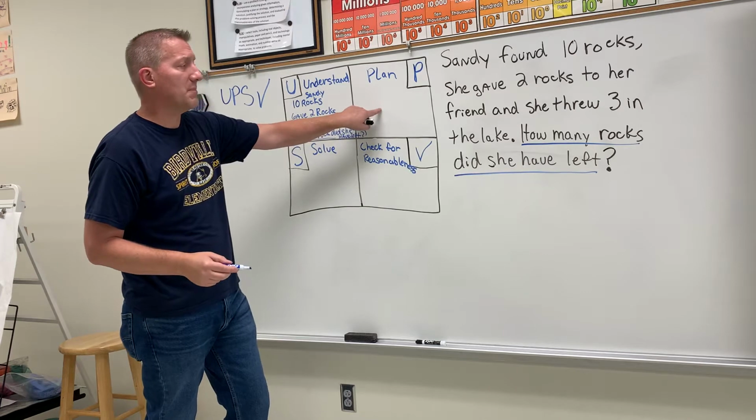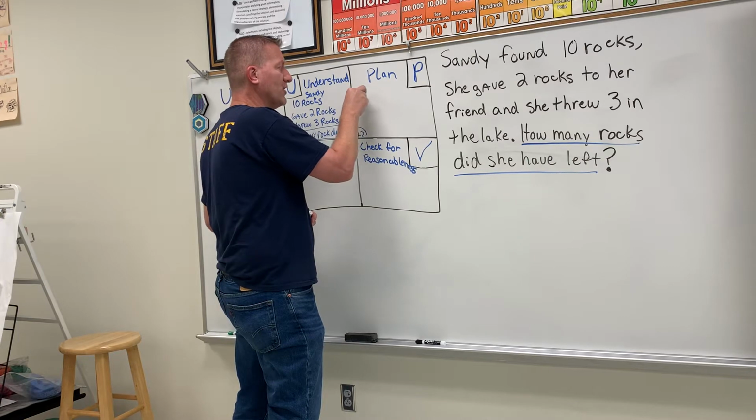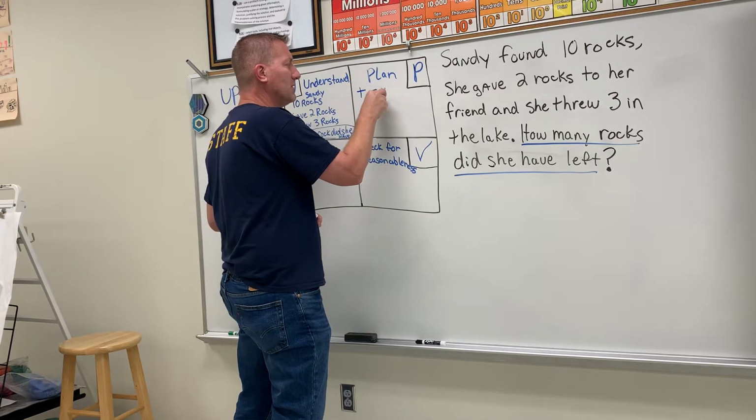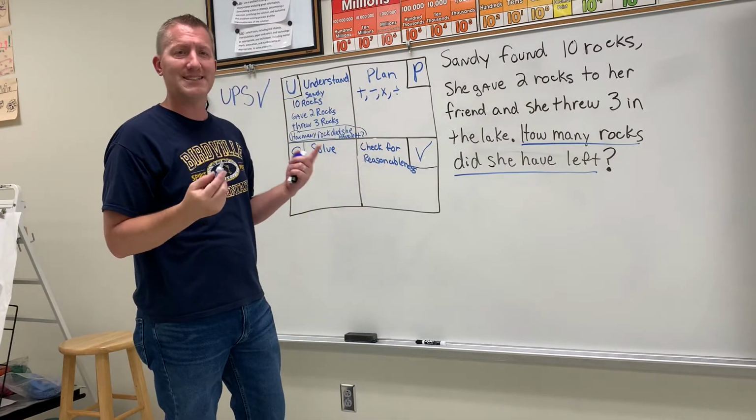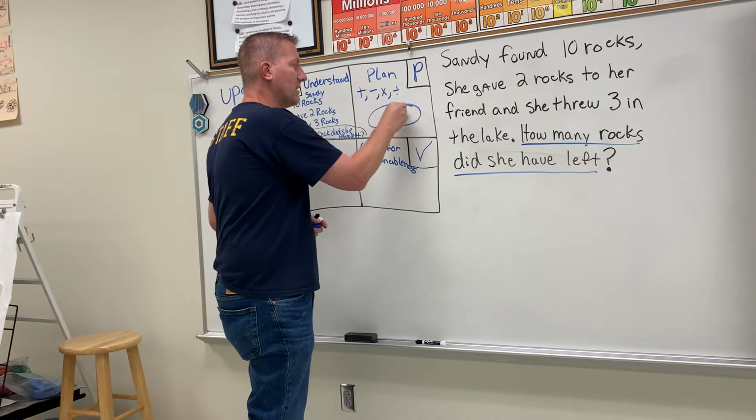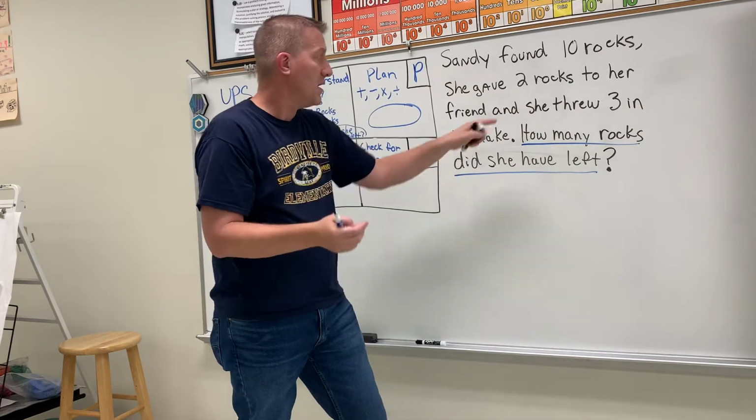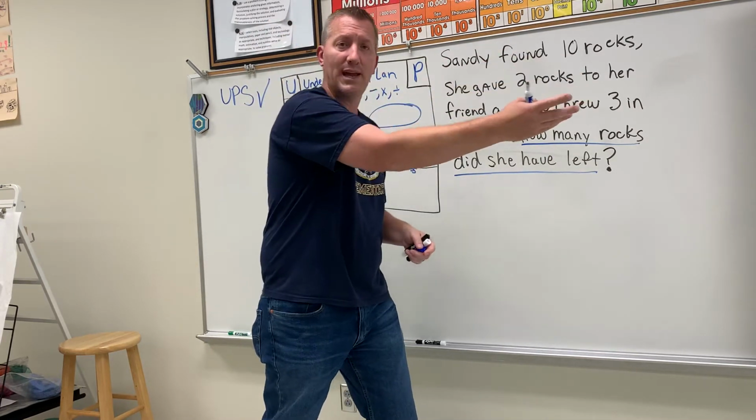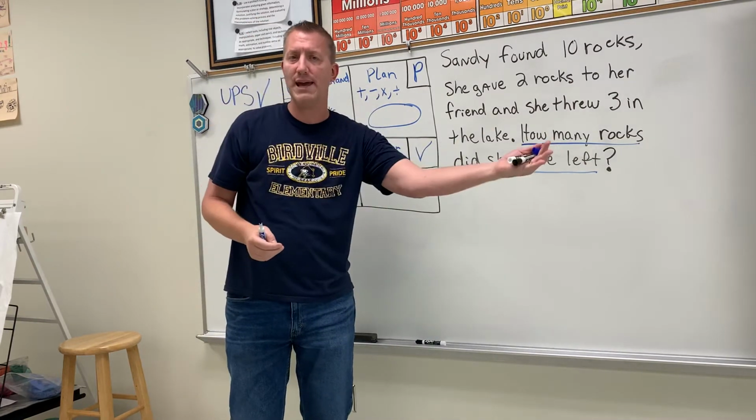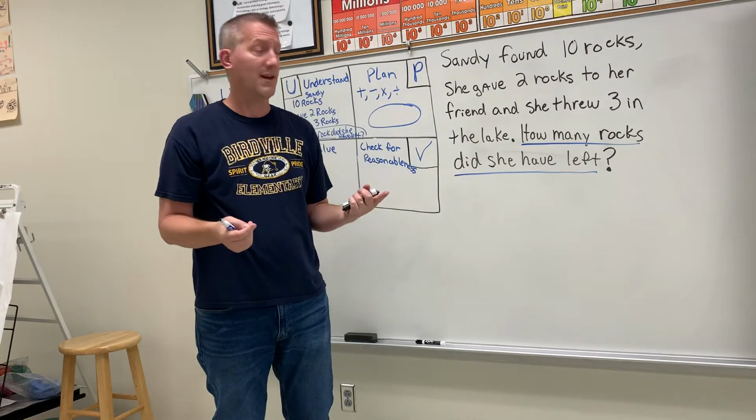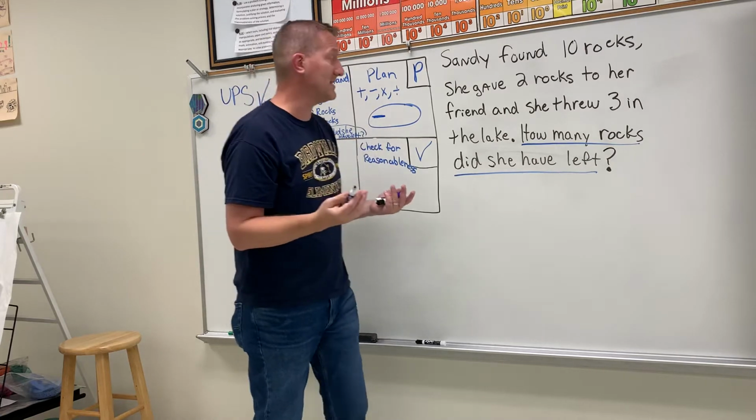So now I'm going to come up here and I'm going to make my plan. Your plan is whether you're going to add, subtract, multiply, or divide. That's really what your plan is. You're going to say what you're going to do. Okay? So I know she had some rocks, but then she gave some away. What would that be? If you have some and you give it away, you're doing what? Subtraction, right? So I know I'm going to have to subtract.